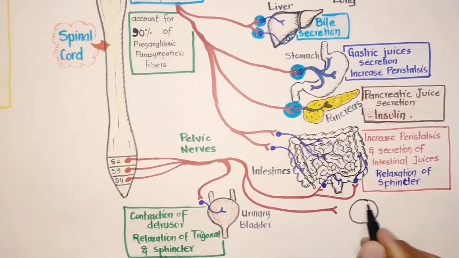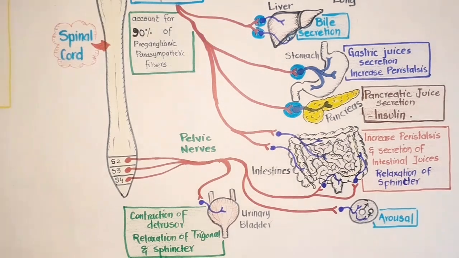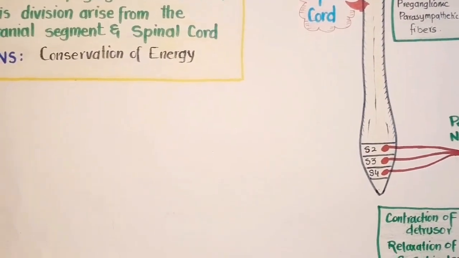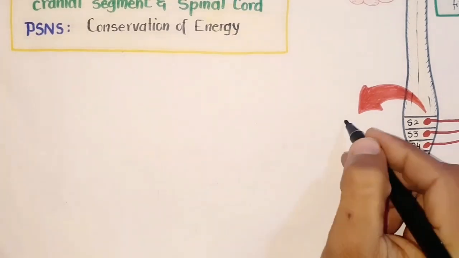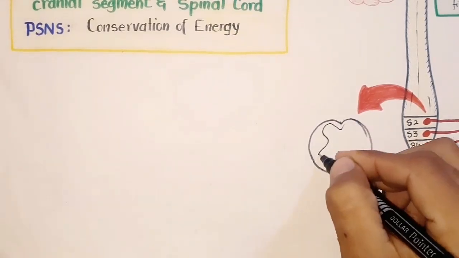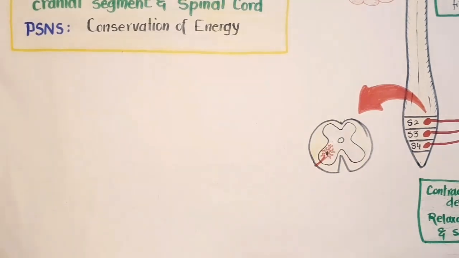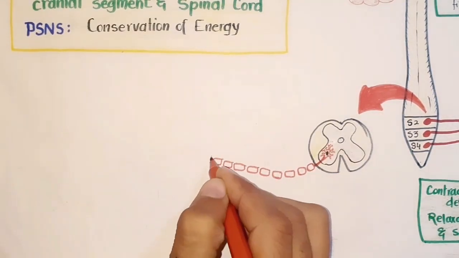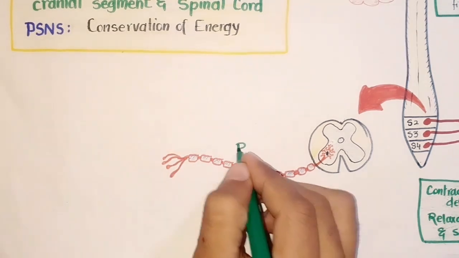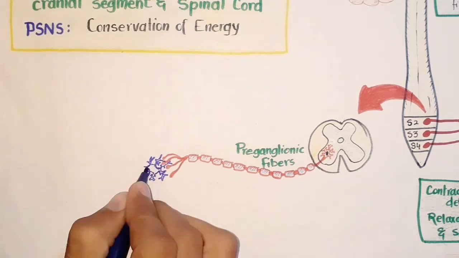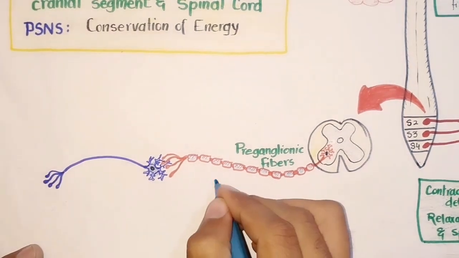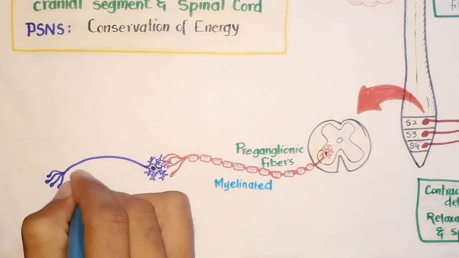And with this, targeting reproductive organs leads to arousal. And at last, let's briefly discuss the fibers of the parasympathetic nervous system. The preganglionic fibers of the parasympathetic nervous system are myelinated, but the postganglionic fibers are non-myelinated.